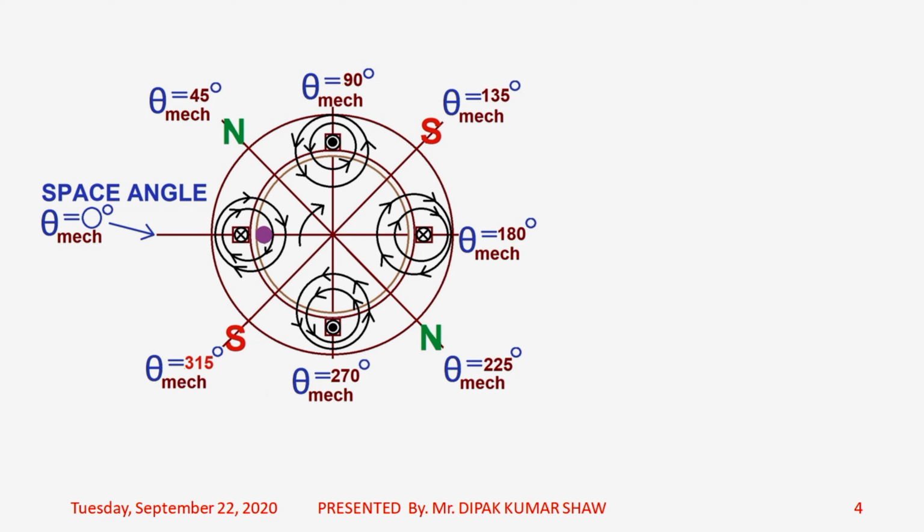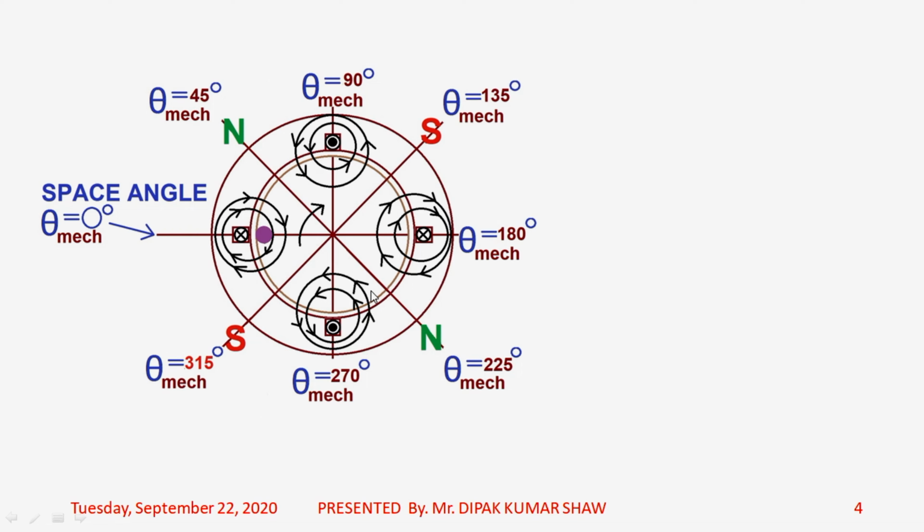So if you just complete one rotation, I mean to say if you just move from 0 degree to 360 degree, so mechanically you have moved by 360 degree, but electrically you will complete two cycles of flux density distribution.